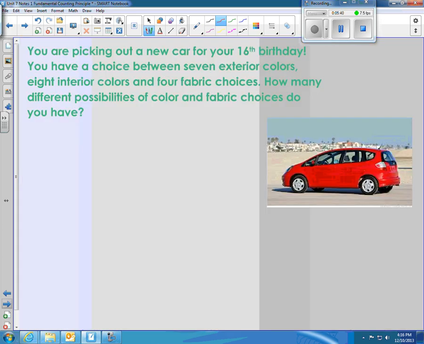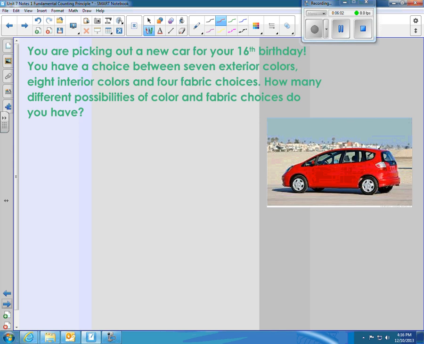All right, you're picking out a new car for your 16th birthday. Woohoo! You have a choice of 7 exterior colors, 8 interior colors, and 4 fabric choices. How many different possibilities of color and fabric choices do you have? I'm confident that you guys are going to be able to figure that out.